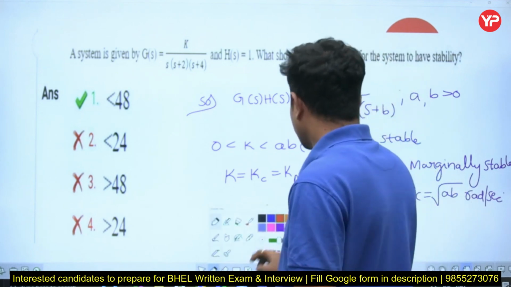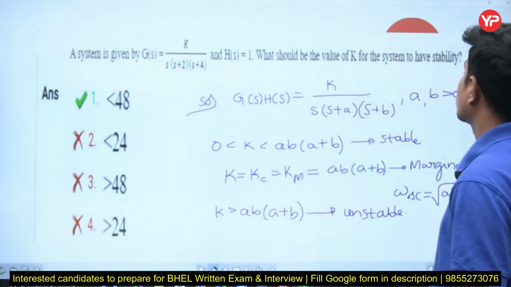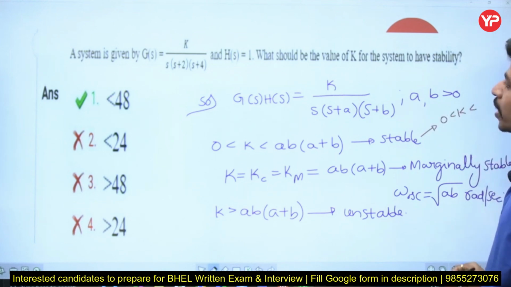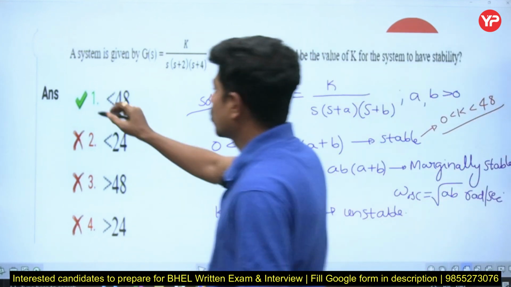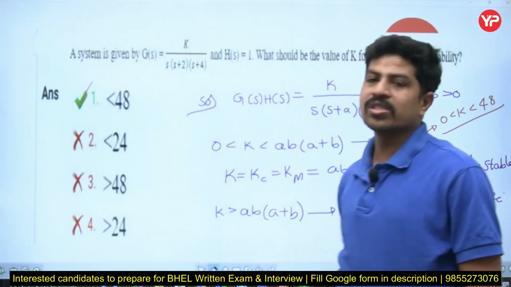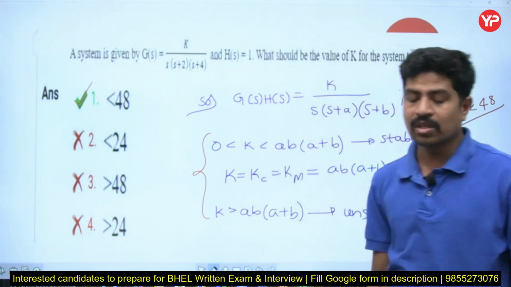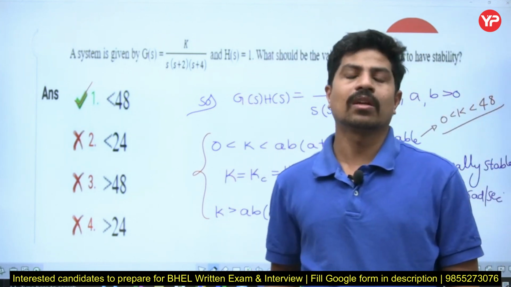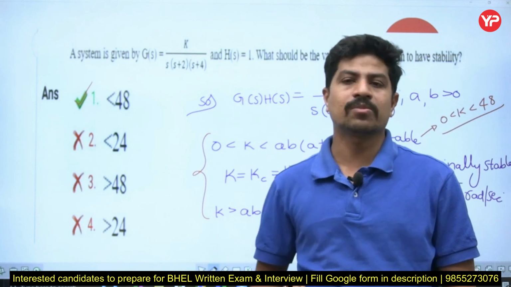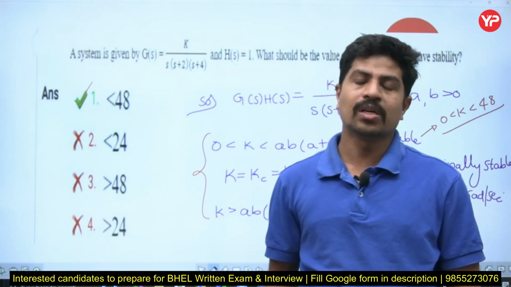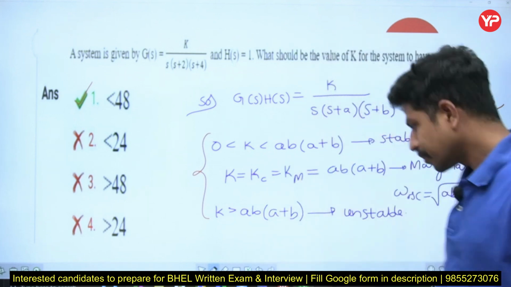Now what is asked? The range of gain K for which the system is stable. This is the value, 0 less than K less than AB into A plus B. 4 into 2 is 8, 8 into 6 is 48. 0 less than K less than 48. Yes, option 1. So the general procedure for this one, you may have some doubts about how we got these things. We learn in class the general procedure. Routh-Hurwitz criteria is one of the simplest procedures. We will take up detailed analysis once we enter control system stability.